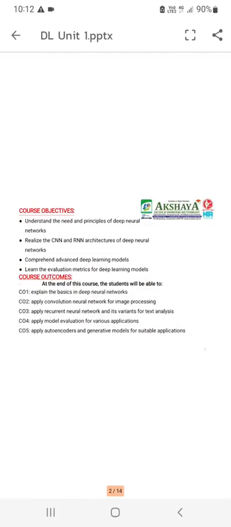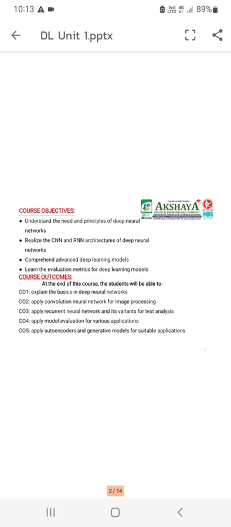The course objective of deep learning is to understand the need and principles of deep neural networks, realize the convolution neural network and recurrent neural network architectures of deep neural networks, comprehend advanced deep learning models, and finally learn the evaluation metrics of deep learning models.